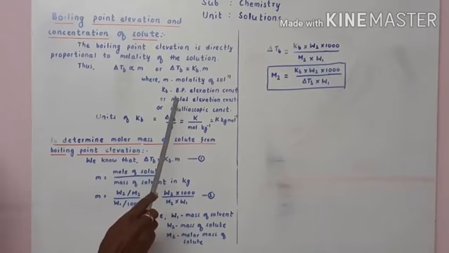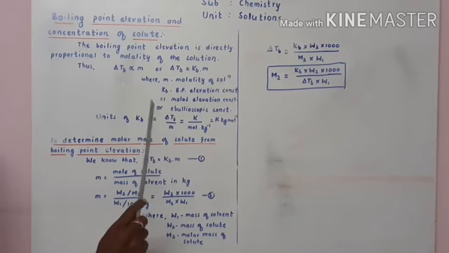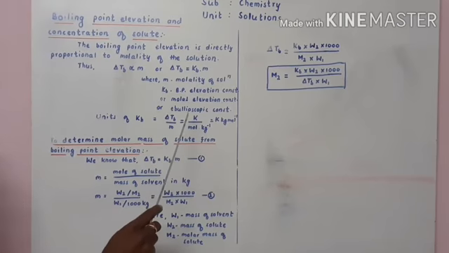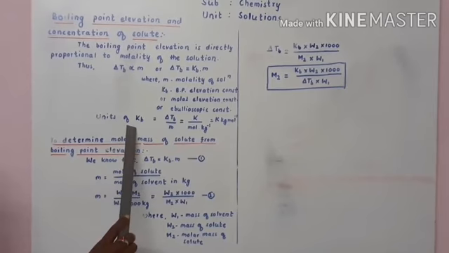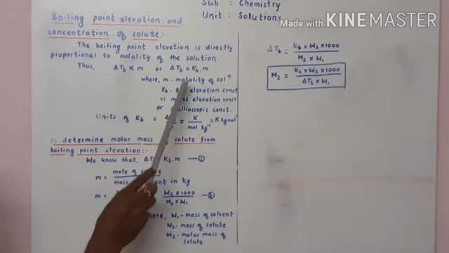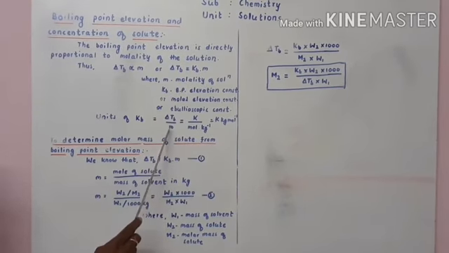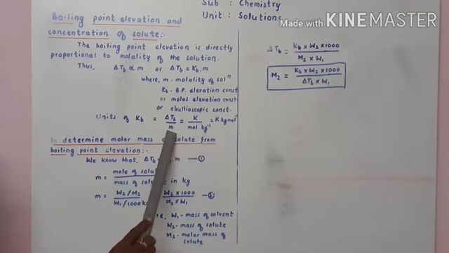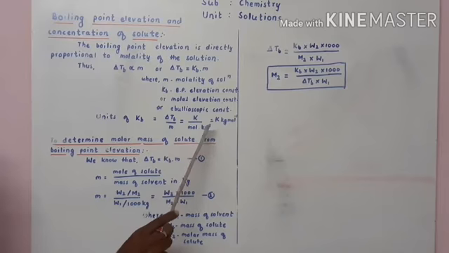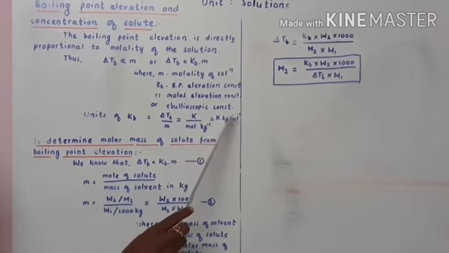It is the increase in temperature of solution when 1 mole of solute is added into 1000 gram of solvent. So unit of Kb is delta Tb upon m. Unit of temperature is Kelvin and molality is mole per kilogram. So Kelvin kilogram per mole.